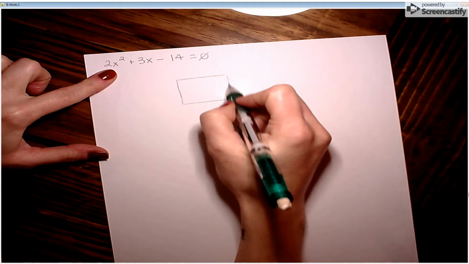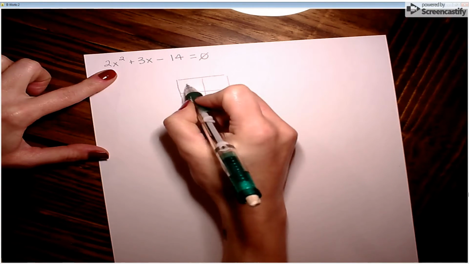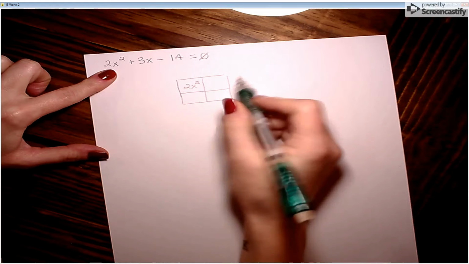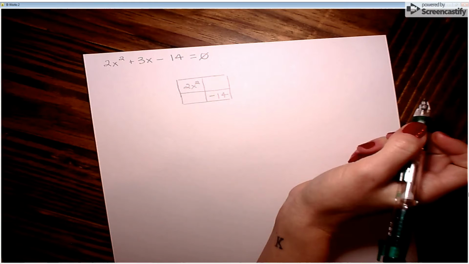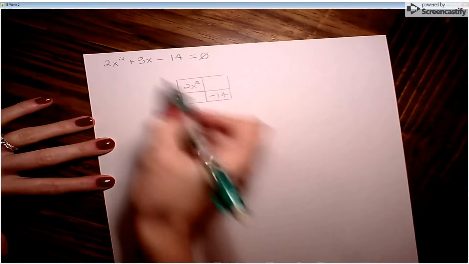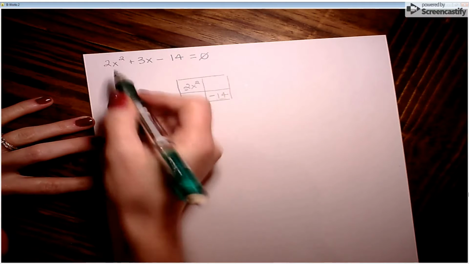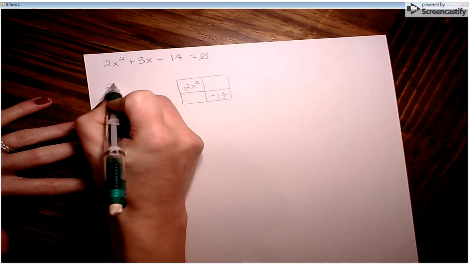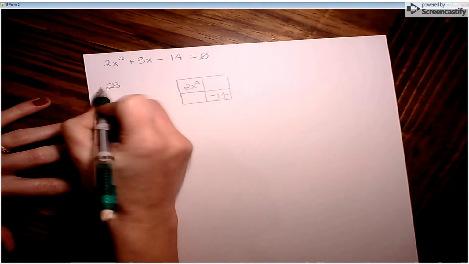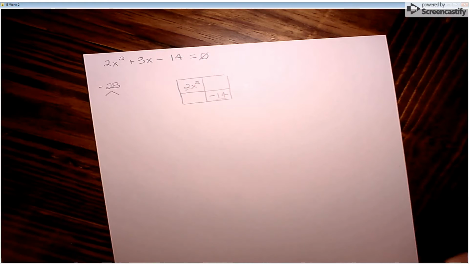So in the box, this top corner is going to be 2x squared. The other corner will be negative 14. And I need to determine, using the 2 and the negative 14, what number I'm going to try to break down. Well, 2 times negative 14 is negative 28. And my goal is to figure out factors of 28 that I can multiply together to make 28, but add together to get 3.